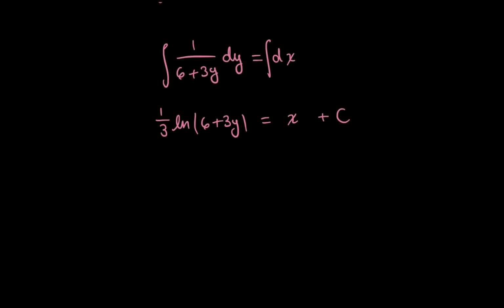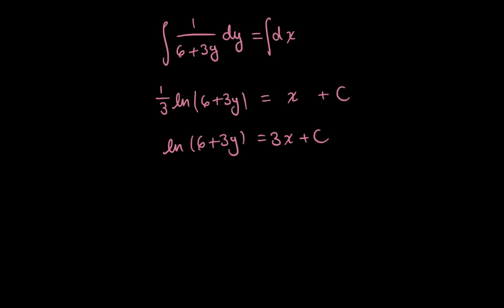And now, so that I can solve for y, I'm going to multiply both sides by 3 to get rid of that 1/3. So then I'll have ln of 6 plus 3y is equal to 3x plus c. The arbitrary constant c just absorbs that 3. It doesn't really matter. You can go the extra mile and redefine c as a new constant, but we don't need to do that.